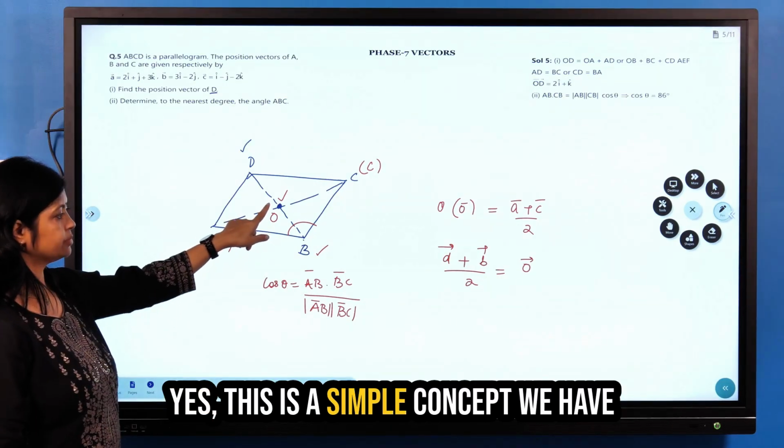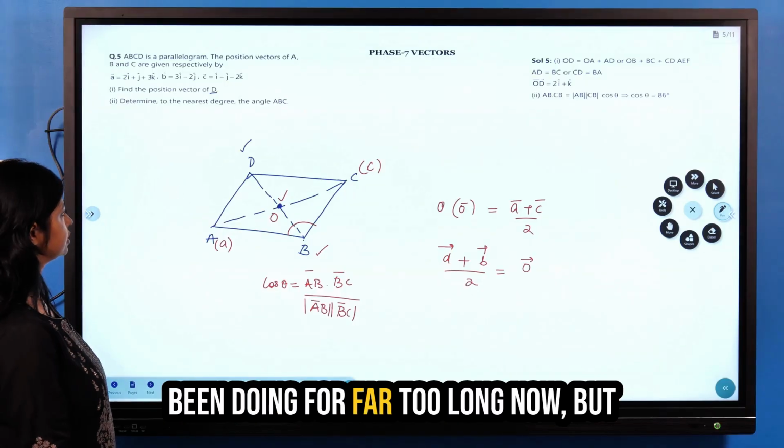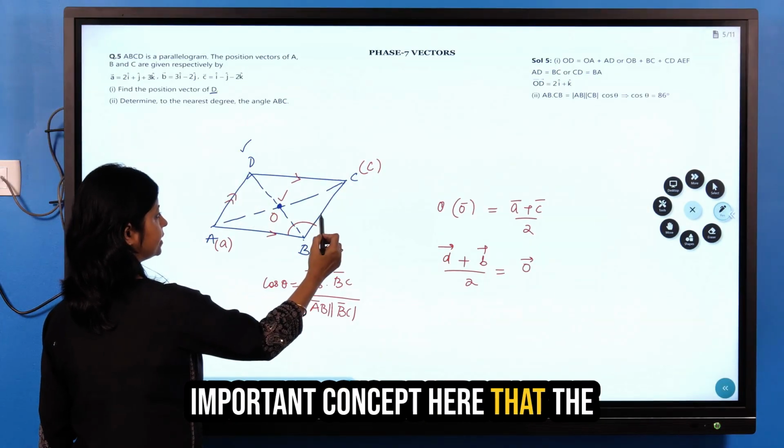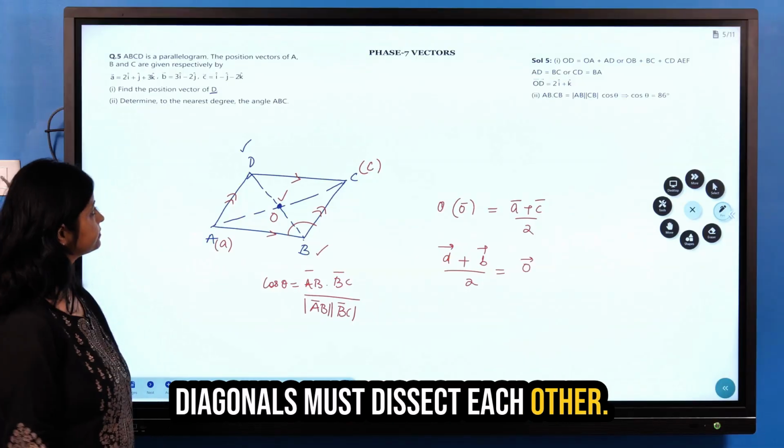Yes, this is a simple concept we have been doing for far too long now, but the important concept here is that the diagonals must bisect each other.